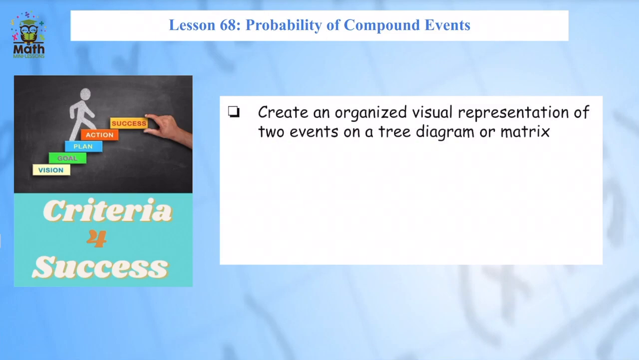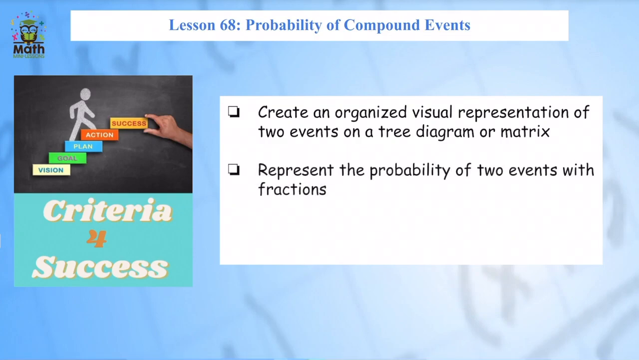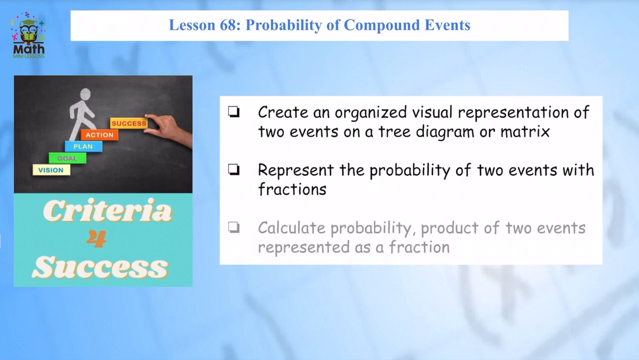Watch how I create an organized visual representation using a tree diagram or a matrix. Watch how we represent probability of the two events with fractions. And so I can even do 3 or 4 events using fractions. So take a look and consider how I can do that. When you know 2, you can figure out 3 and 4.